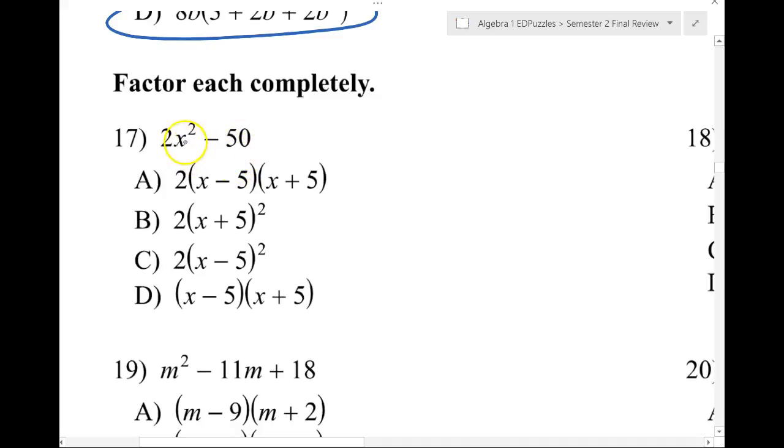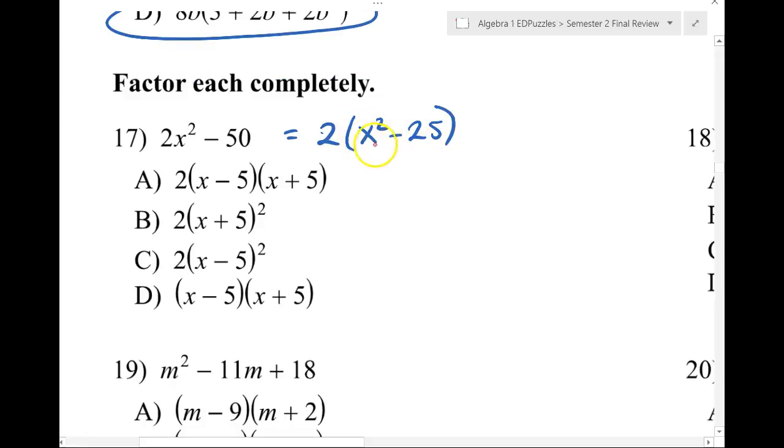Okay? So what you could do is see that, oh, well, the 2 and the 50, I could take out a GCF. If you notice all the answers, most of them have a 2 taken out. That's because I could take the GCF. So take the GCF, the common factor is 2, but there's no common variables for x, so just the 2, and then 2 times 25 equals 50. And now you can be like, okay, well, we'll have to factor x squared minus 25.